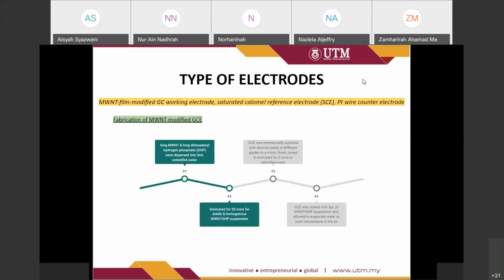Then they were sonicated for 20 minutes in order to obtain a stable and homogeneous MWNT DHP suspension. And then the GCE was mechanically polished with alumina paste of different grades to a mirror finish and was then rinsed and sonicated for 3 minutes in redistilled water. Last but not least, the GCE was coated with 5 microliter of MWNT DHP suspension and allowed to evaporate water at room temperature in the air.